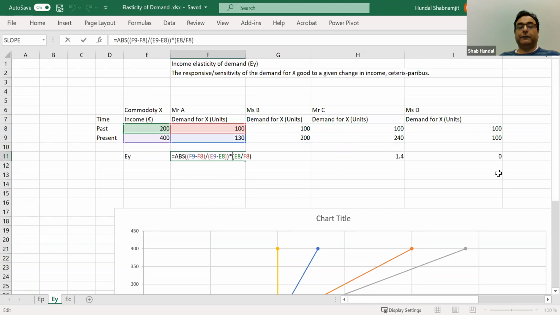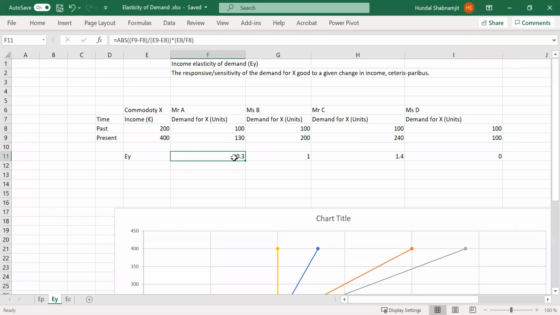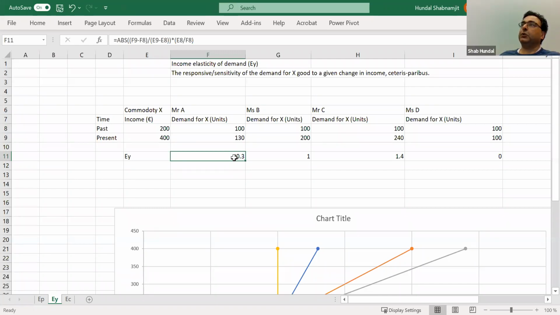But here you find that the coefficient of income elasticity of demand, E subscript Y, is 0.3. Basically 0.3 means that if your income increased by 1%, your consumption of X good increased by 0.3%. And if income goes down by 1%, then your consumption goes down by 0.3%. So the reaction of the demand is less than proportionate. But I'm talking about Mr. A, not everybody.